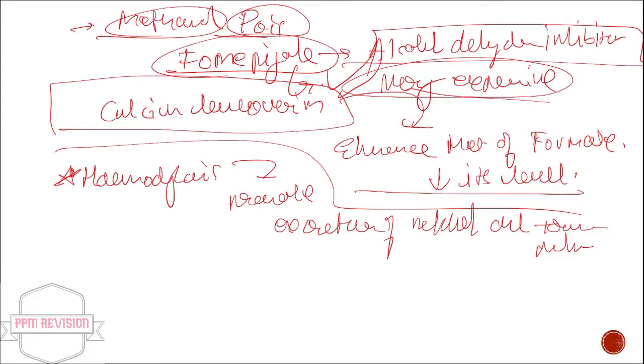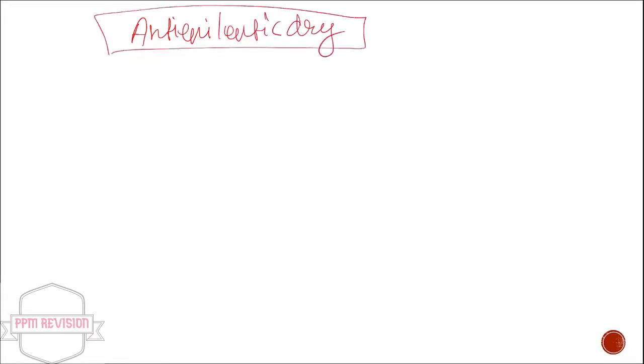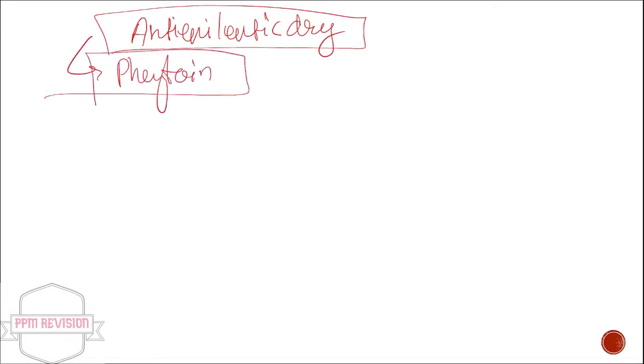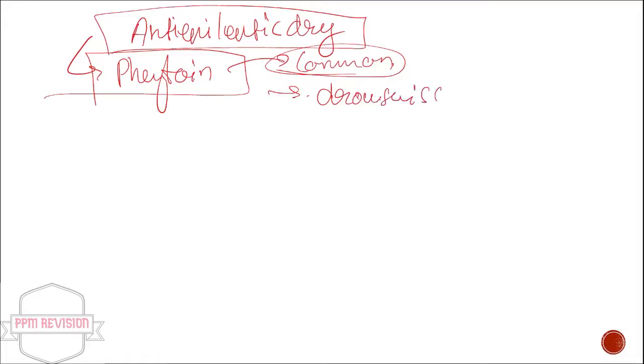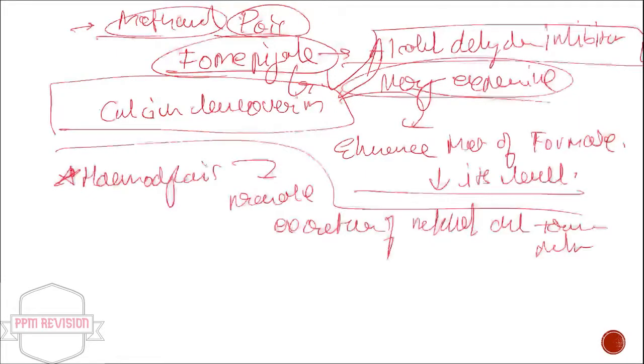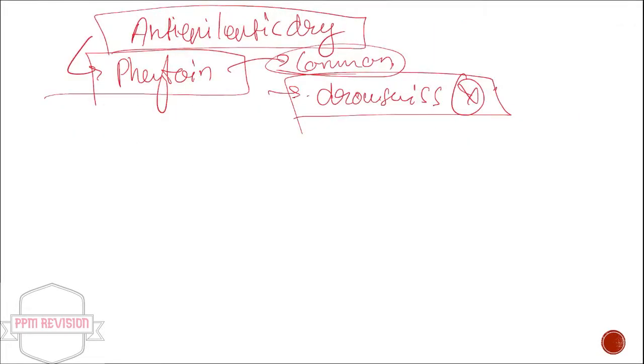Moving further, we'll be looking at an important anti-epileptic drug. This is a very important anti-epileptic drug, and it is known as phenytoin. It is very common, and the main point is drowsiness is not usually produced. So there's no drowsiness. The chances of drowsiness are very less.